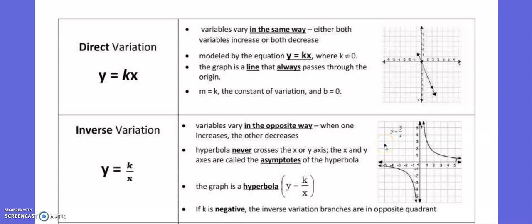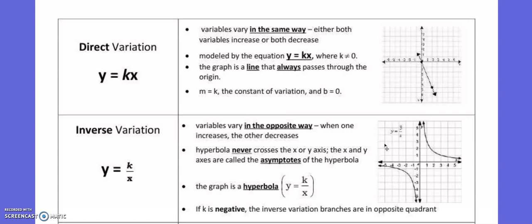Alright, in this algebra video, we're going to take a look at the difference between a direct variation function and an inverse variation function. We'll take a look at what's similar and what's different. A direct variation equation has variables that vary in the same way. Either both the variables x and y are increasing together, or both are decreasing together.